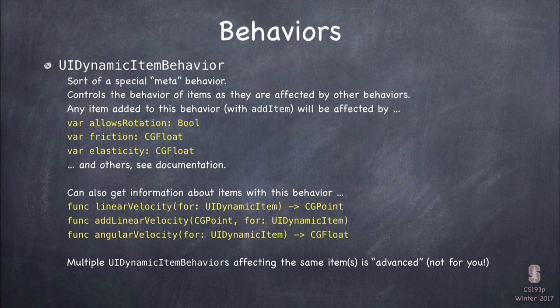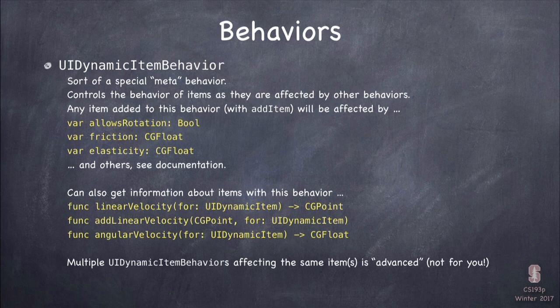So you see how it's a behavior, just like a collision behavior, or a gravity behavior, or a push behavior, but it's a behavior that's meta. It's describing how this thing should behave in all the other behaviors. This behavior also can tell you the linear velocity of an item, which is actually interesting to know.